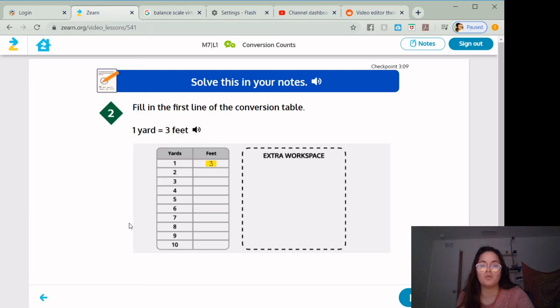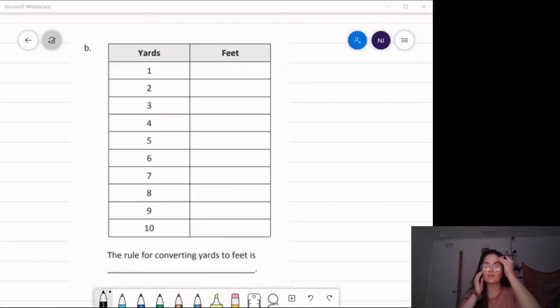All right, so now we are going to work this out on our conversion charts. So here we have our conversion chart from the video and lining up those rulers. We found out that there are 3 feet in 1 yard. So how many feet are in 2 yards? If you said 6 feet are in 2 yards, then you would be correct.